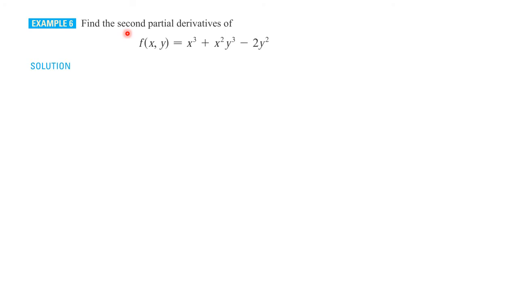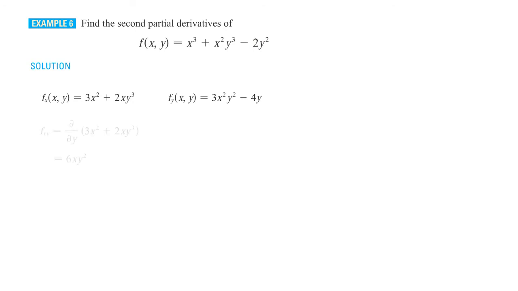Example: find the second partial derivatives of f equal to x cube plus x square y cube minus 2y square. To find second order partial derivatives, first we have to find the first order ones. So fx means differentiate f with respect to x: 3x square plus, power down, 2x y cube, minus, consider y as constant, so this is 0. Now differentiate f with respect to y. x cube is constant, so this is 0. Power down, 3y square x square, minus 2 times 2, 4y.